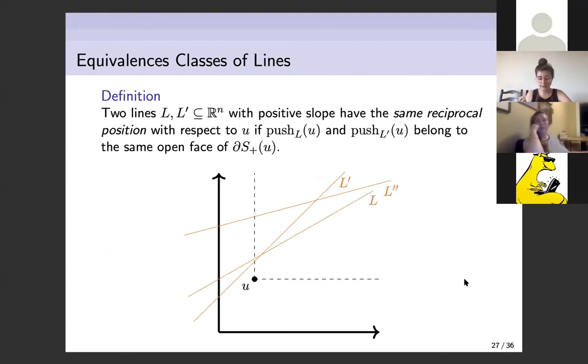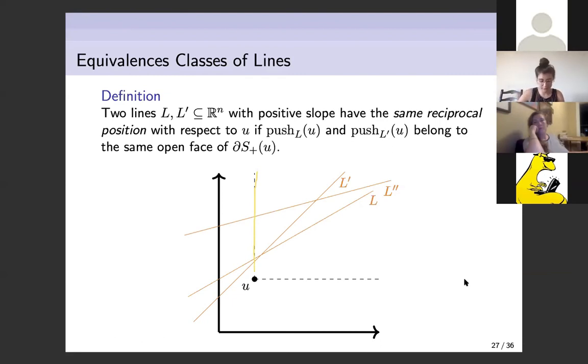So by this we mean that whenever we have two lines L and L prime, we will say that they're in the same reciprocal position if they intersect the boundary of the positive cone of this point U on the same face. In this case, all three lines L, L prime, and L double prime intersect the positive cone of U along the vertical boundary face. Okay, so they're in the same position.